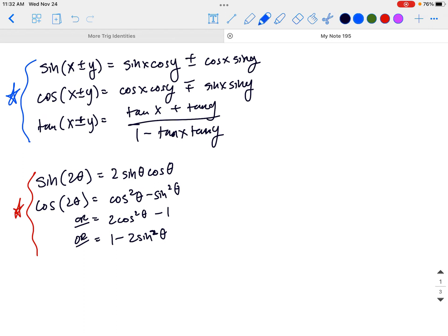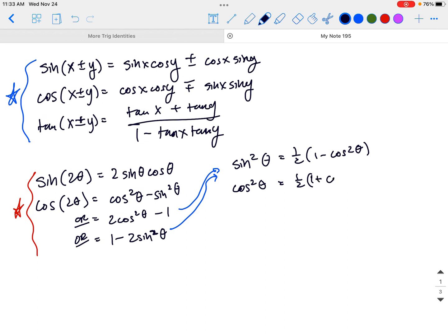And then we've got the power reducing formulas. And again, those come from the cosine double angle identity. So we know that sine squared theta is equal to 1/2 (1 minus cosine 2 theta), and cosine squared theta is equal to 1/2 (1 plus cosine 2 theta).